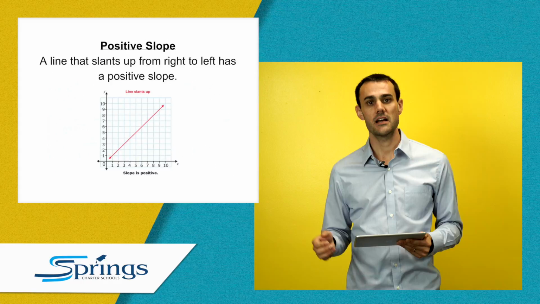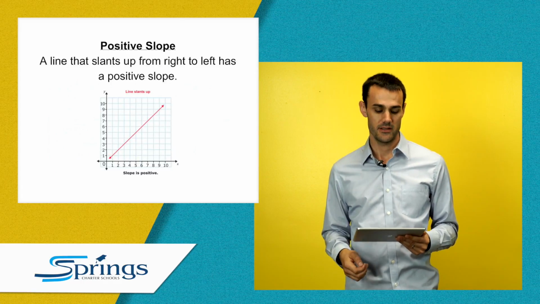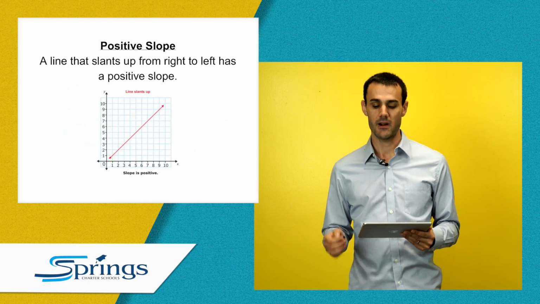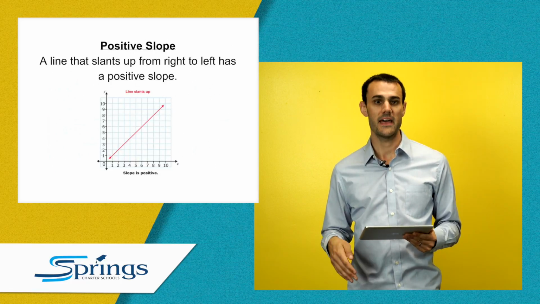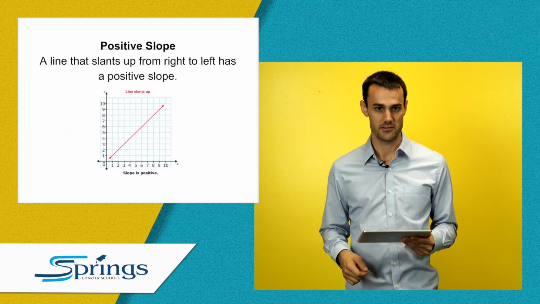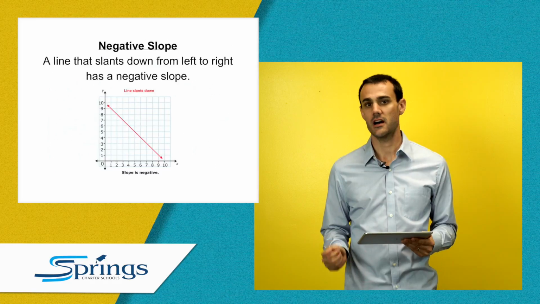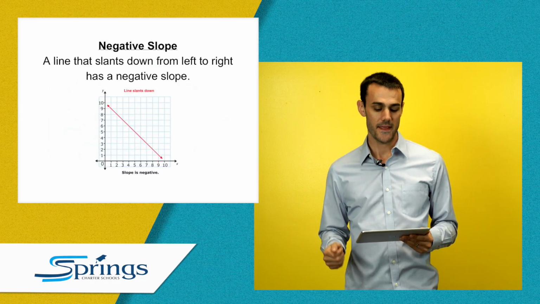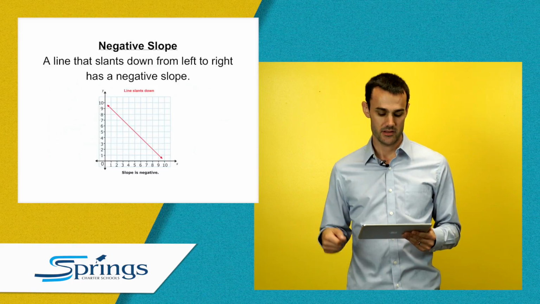Now, we're going to talk about several different types of slope. The first one we're going to talk about is a positive slope. This is a line that slants up from left to right, and that is why it's called a positive slope. The x values are getting bigger as the y values are getting bigger. Negative slope looks pretty much the opposite of positive slope. It's a line that slants down from left to right, creating what is called the negative slope.